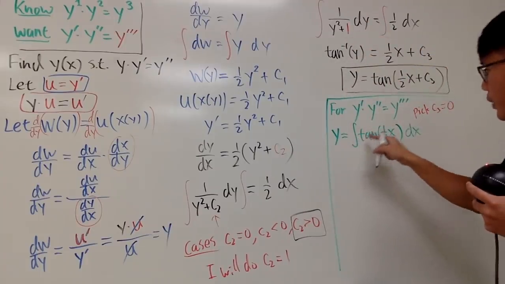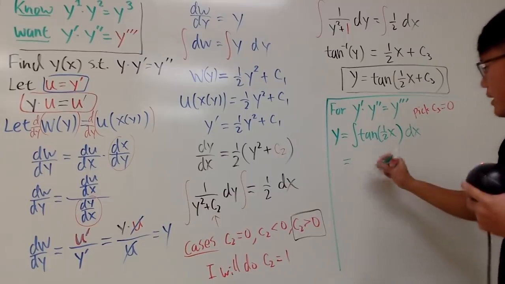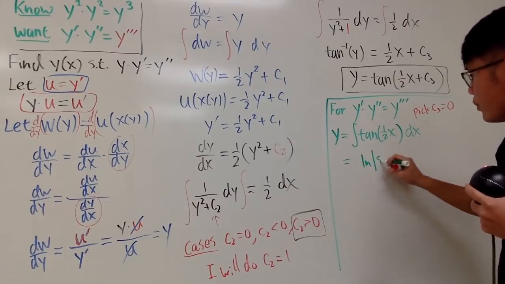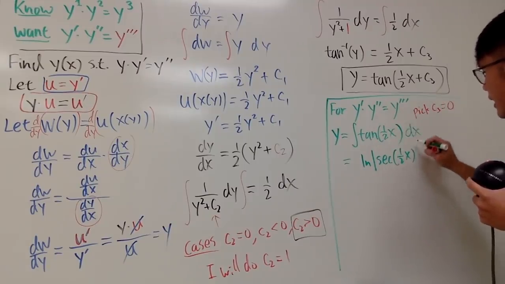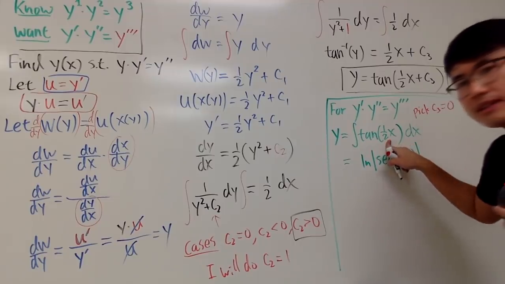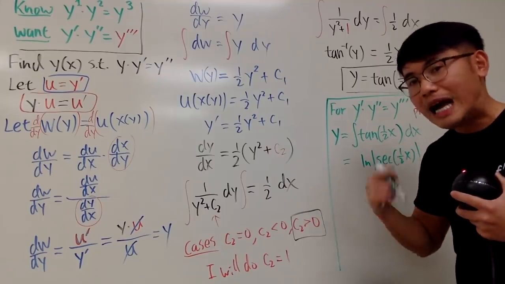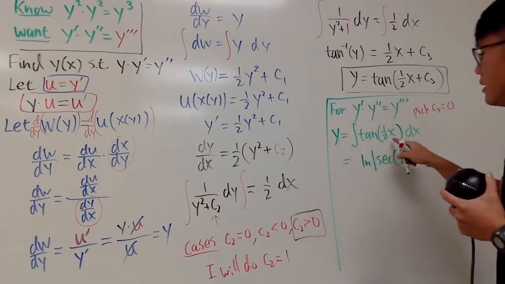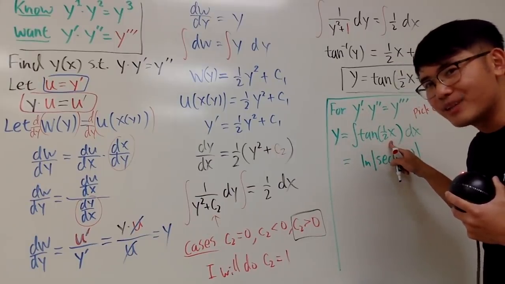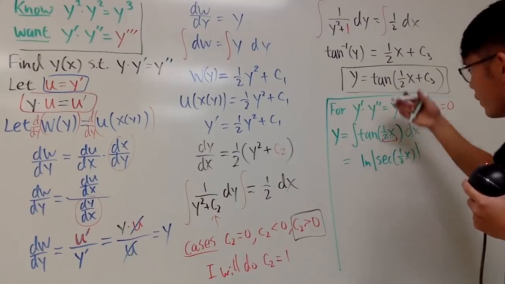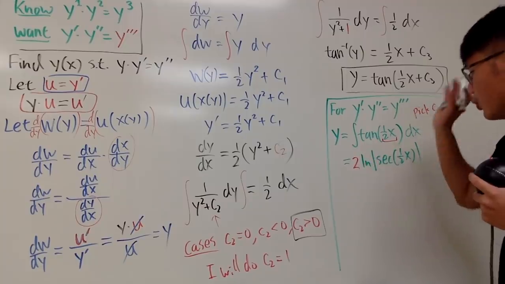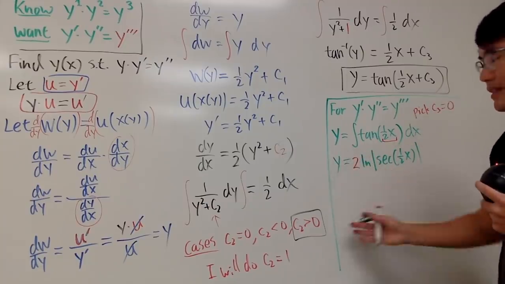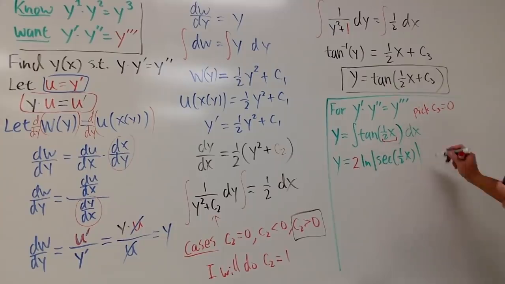Anyway, when you integrate tangent, of course, you end up with natural log, absolute value of secant, and then the input is still the same, 1/2 x. And notice that the derivative of 1/2 x is just 1/2, and the chain rule says you have to divide it by the derivative inside because you're doing the antiderivative. So the derivative of 1/2 x is just 1/2. When you divide by that, you have to multiply by a 2 right here. So here is your y. And again, you integrate it, so technically you should put down plus C4.